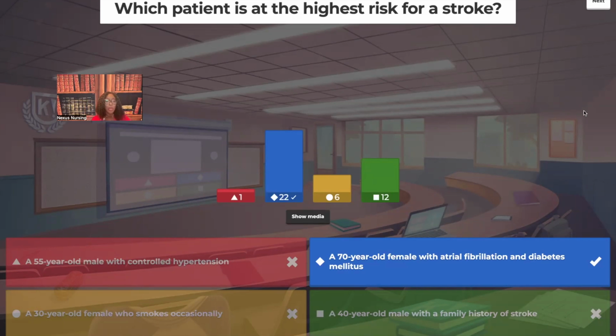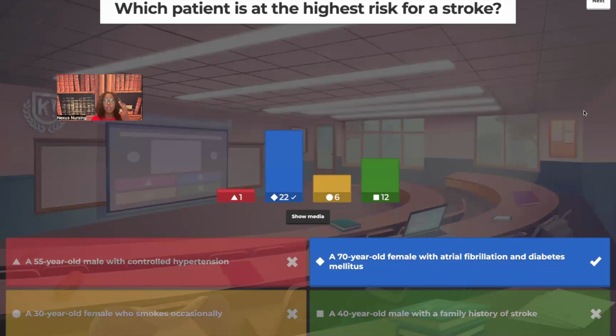Let's talk about this. The first one, you have a 55-year-old male with controlled hypertension. It's an older person, that's one risk factor, and they're male. That's 2 risk factors. The hypertension is controlled. Then you have a 70-year-old female with AFib and diabetes, 70, older. AFib, that's definitely a risk factor.